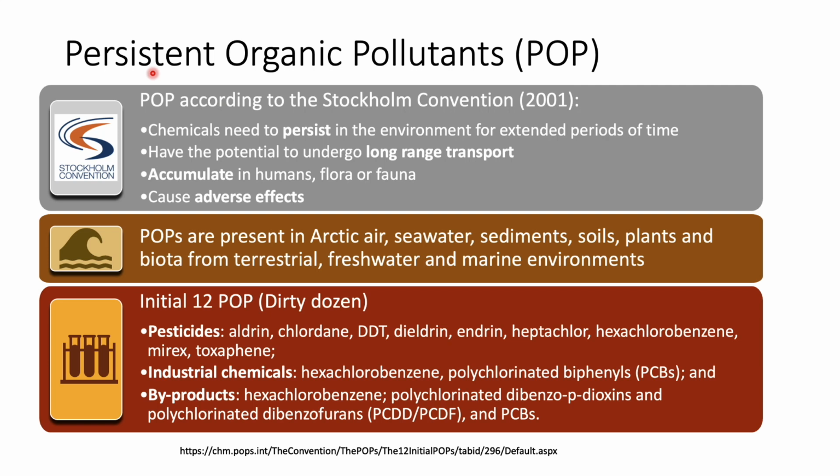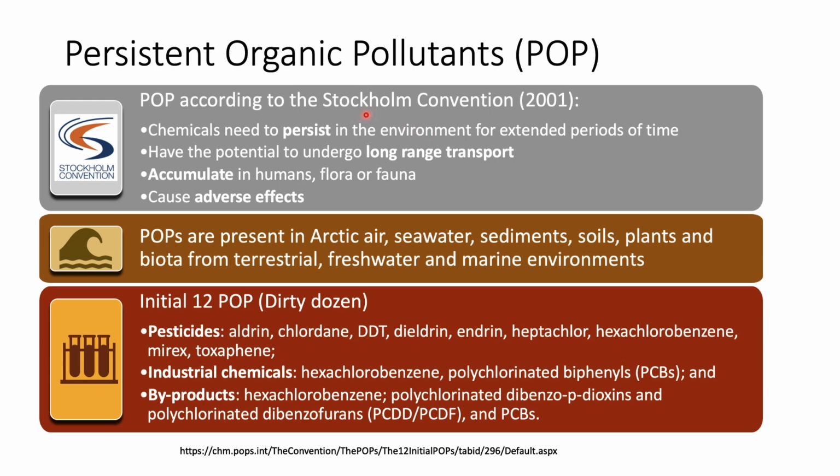And we are going to look at persistent organic pollutants. So what are persistent organic pollutants? According to the Stockholm Convention 2001, there are a few criteria. Anything which falls under this category is called a persistent organic pollutant. The first thing is that the chemical needs to persist in the environment for an extended period of time. It should have the potential to undergo long-range transport. It should accumulate in humans, flora or fauna, and it should cause adverse effects. If any compound belongs to all four categories, then it is labeled a persistent organic pollutant.